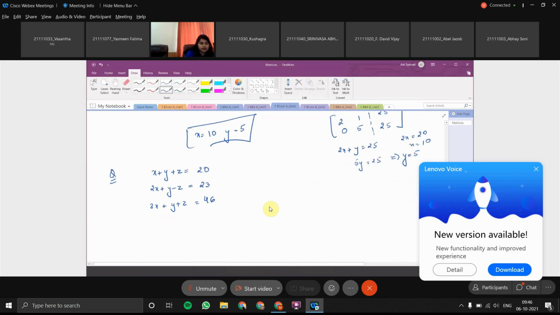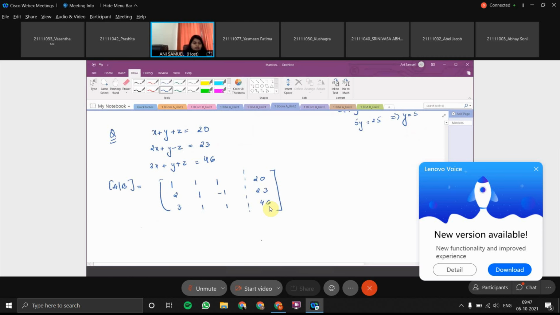Okay, so I'm directly writing the augmented matrix because I hope the matrix equation is fine for everyone. I believe it is fine? Yes, ma'am. Okay. So tell me what should be the first operation, first transformation. Ma'am, R2 is equal to R2 minus 2R1.